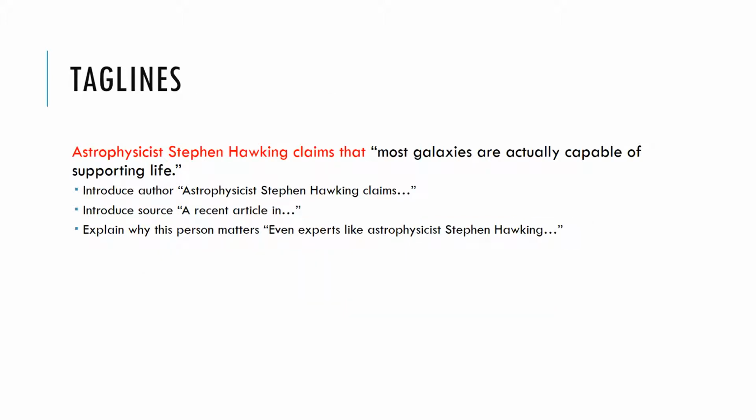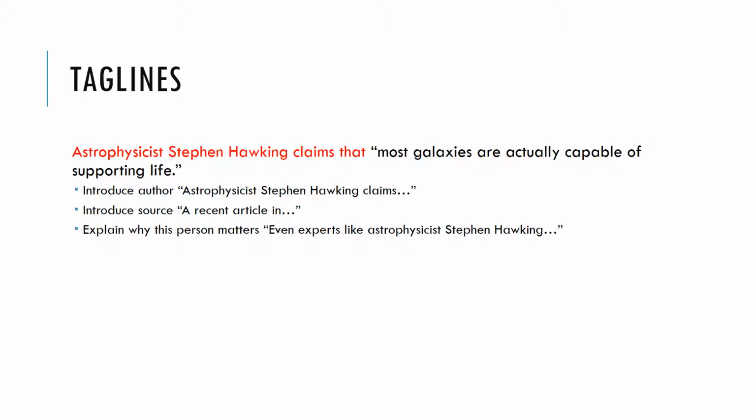Okay, so the next step is taglines. Most folks learned about this in English 101. So a tagline is something like, astrophysicist Stephen Hawking claims that, and then the claim. Those things should do one of a few different things. They should introduce the author or introduce the source. Sometimes you might want to say something like, a recent article in this journal shows that. And also, the other thing we need to do is explain why this person matters.